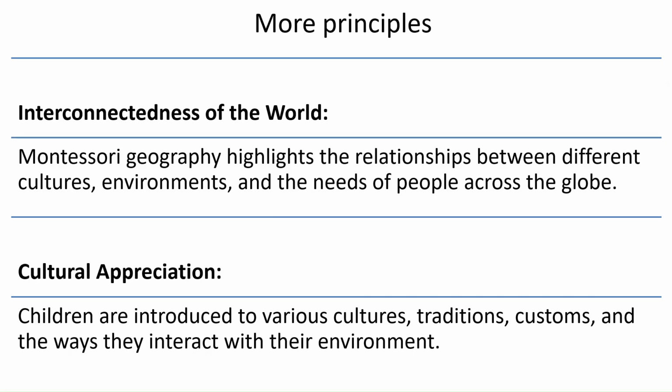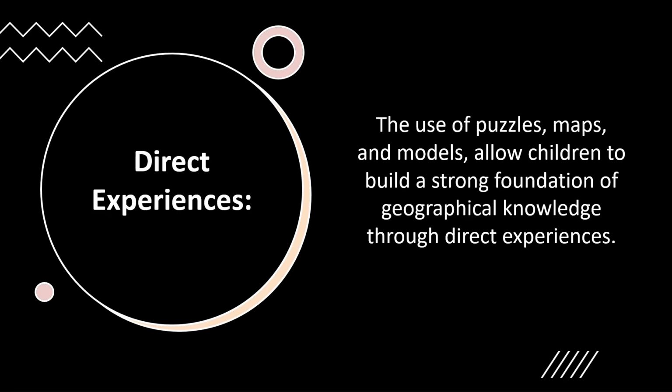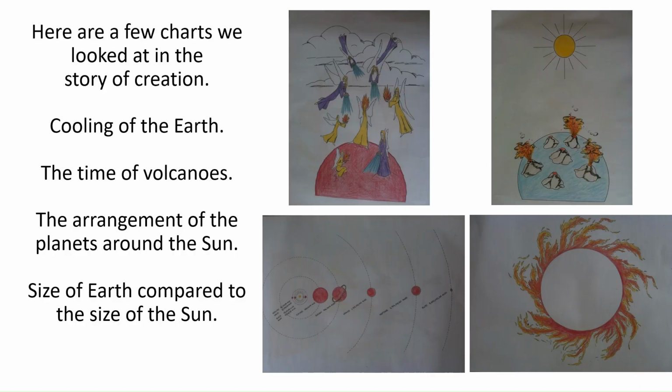More principles: interconnectedness of the world. Montessori geography highlights the relationship between different cultures, environments, and the needs of people across the globe. The cultural appreciation. Children are introduced to various cultures, traditions, customs, and the ways they interact with their environment. Direct experiences. The use of puzzles, maps, and models allows children to build a strong foundation of geographical knowledge through direct experiences.